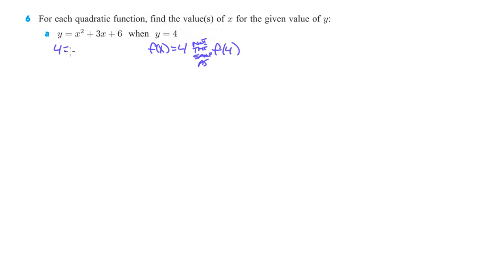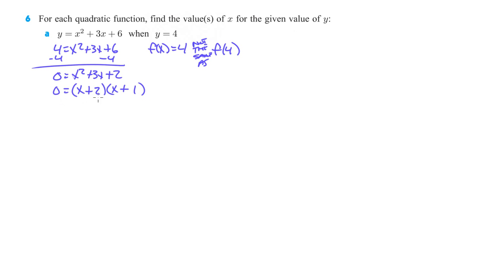So we get 4 equals x squared plus 3x plus 6. So I'm going to move my 4 over, and we get 0 equals x squared plus 3x plus 2, and we get to factor. All right, x and x. Only factors of 2 are 2 and 1. And let's see, this tells us that the signs have to be the same, and this tells us that they're both going to be positive. So plus 2 and plus 1, because 2 times 1 gives us 2, and 2 plus 1 gives us 3.